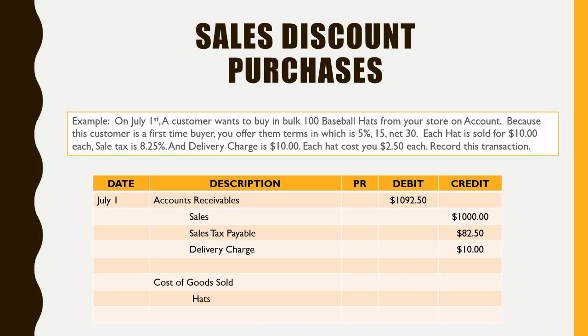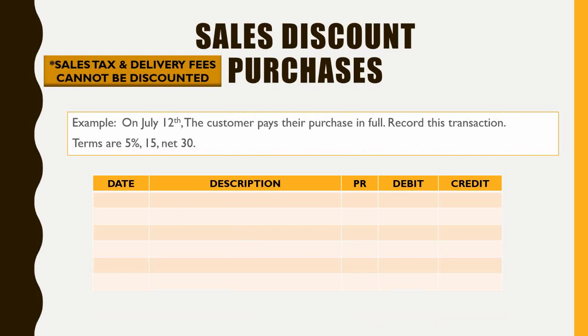250. Right? Cost of goods sold for $250. Okay. So then now, on July 12th, the customer pays their purchases in full. So how are we going to record it if the terms were 5/15, net 30? In this case, they paid within the discount period, so we need to calculate that 5% discount. How are we going to do that?